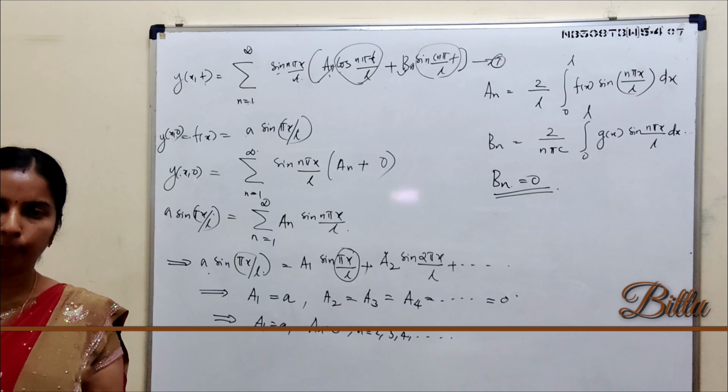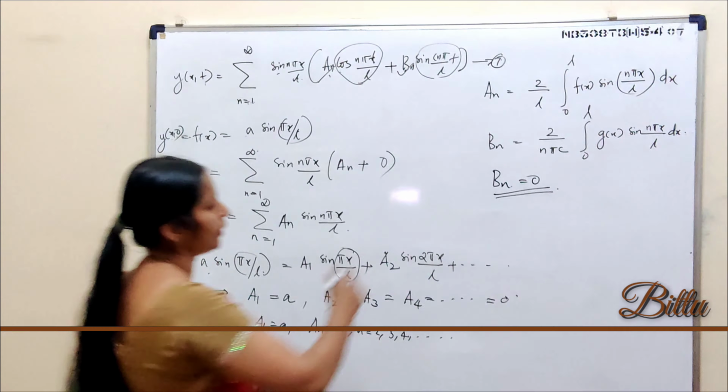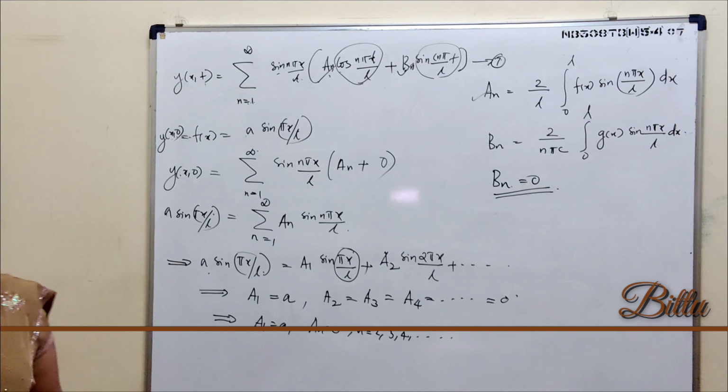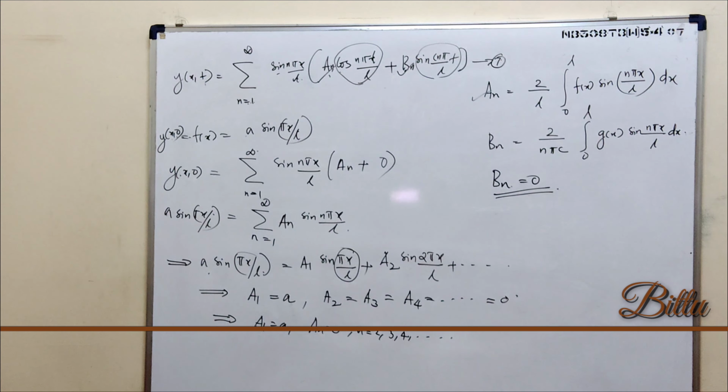If it is a polynomial, you apply this result for getting an. There you have to integrate. So if f(x) or g(x) is in terms of sin x, you can avoid integration and you can find the coefficients a1, a2, etc. like this.